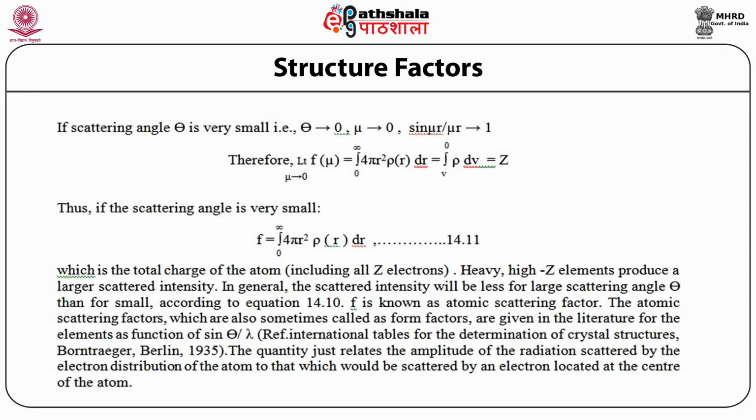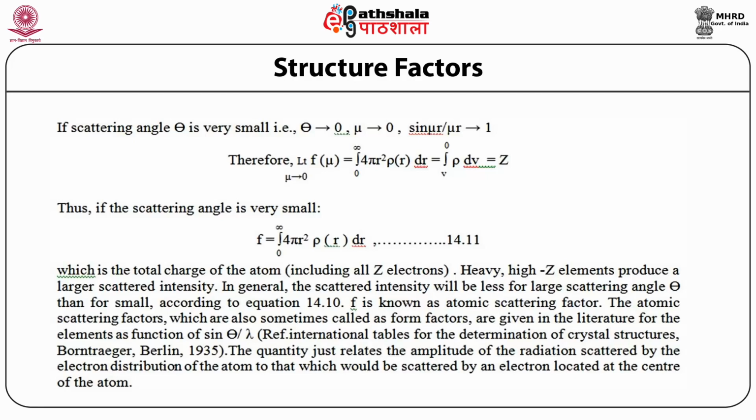If the scattering angle theta is very small, that is, theta tends to 0, mu tends to 0, and sine mu r by mu r tends to 1. Therefore, the limit of f of mu as mu tends to 0 is equal to the integral within the limit 0 to infinity of 4 pi r square rho of r dr, equal to the integral of rho dV, equal to capital Z.